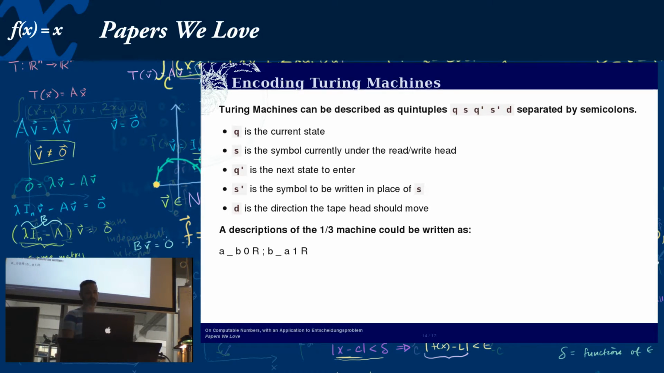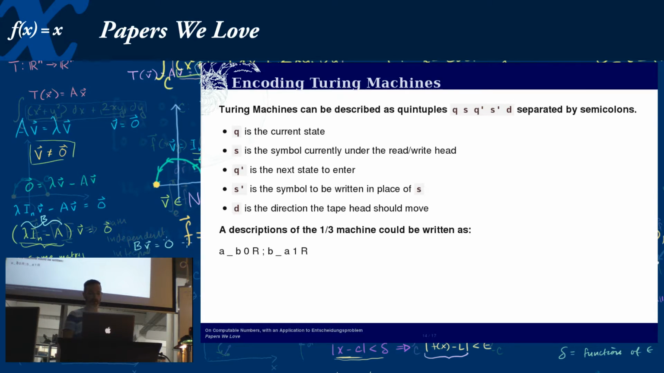And he's going to say we have the symbol Q, which is going to be the current state, S, which is the symbol currently under the read-write head, Q primed is the state we're going to transition to, S primed is the symbol that's going to be written in the place of the current symbol, and D is the direction to move, left or right.